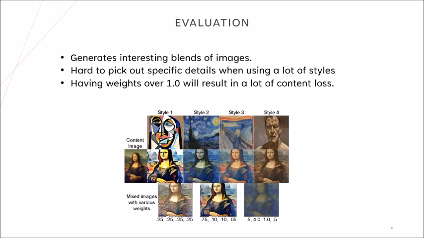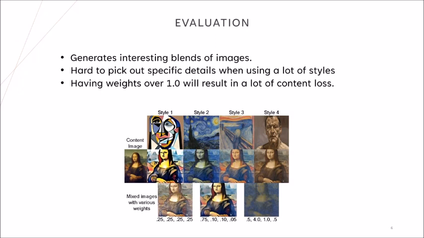So from visual inspection, all of the images turned out to be somewhat interesting looking. And something I noticed during this was that when using a bunch of styles, it's hard to pick out the specific details of each style image, such as when doing 4 images with equivalent weighting, it's hard to tell what was originally Picasso. So this is why it's really important to have biased weighting towards which images you want to have their features stand out the most.